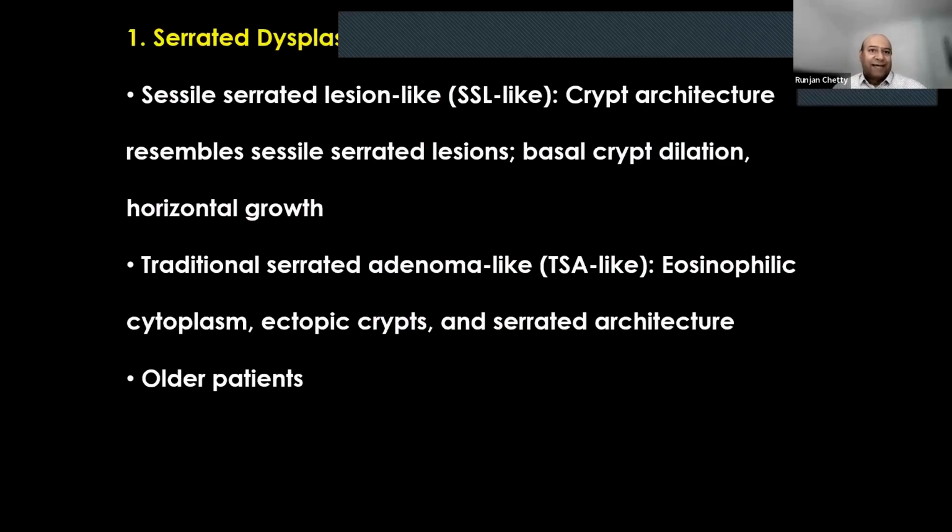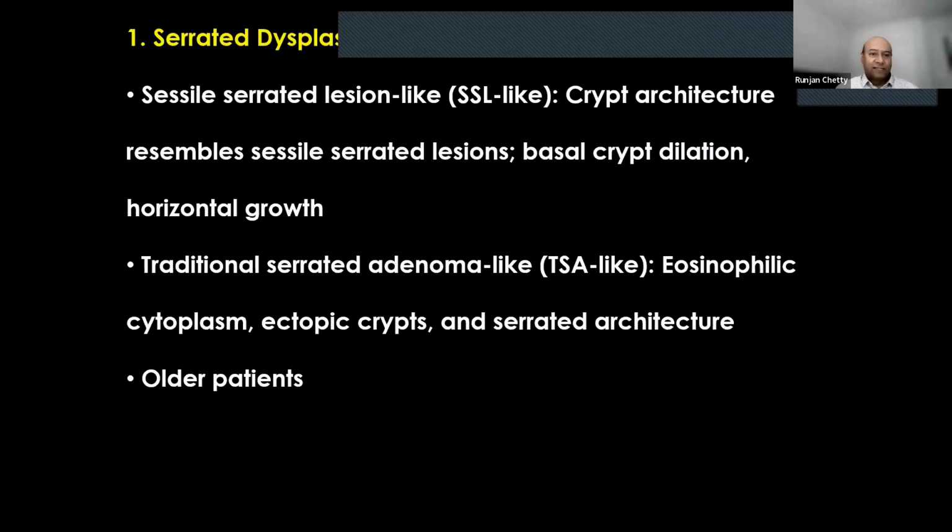Now, moving on to the unconventional forms, or the less commonly seen. The first one is serrated dysplasia. Here it looks just like a sessile serrated lesion with dysplastic change. The crypt architecture resembles that of a serrated lesion with basal crypt dilatation, boot-shaped glands, and this horizontal fanning out as the base of the crypt hits the muscularis mucosae.